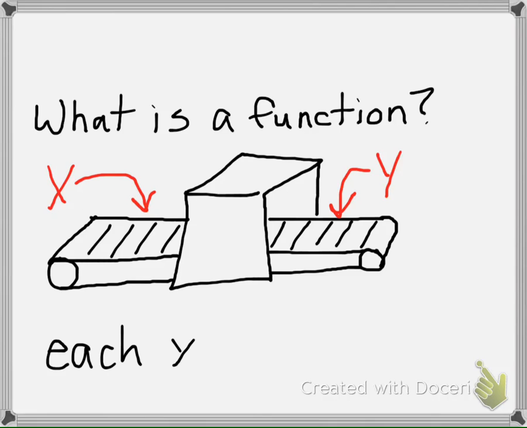A function is where you know exactly what you're getting out. So that means whatever the input is has the same output every time. Now what that means literally is each x has only one y. If each x has only one y, then it is a function. If there's an x that has two different or more than two different y's, then it is not a function.